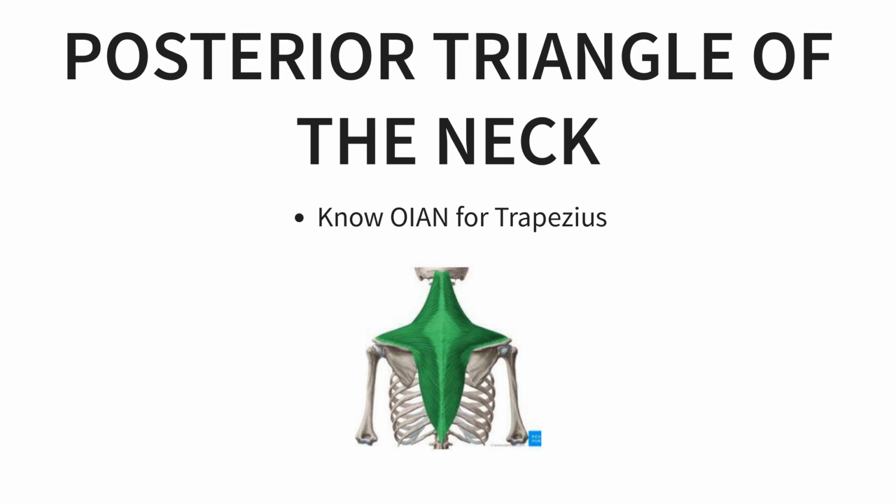It has distinct upper, middle, and lower fibers that originate from various points, including the occipital bone and thoracic vertebrae, and insert into the clavicle and scapula. Its actions range from elevating and retracting the scapula to rotation. It is innervated by the accessory nerve CN11, as well as cervical nerves C3 and C4.